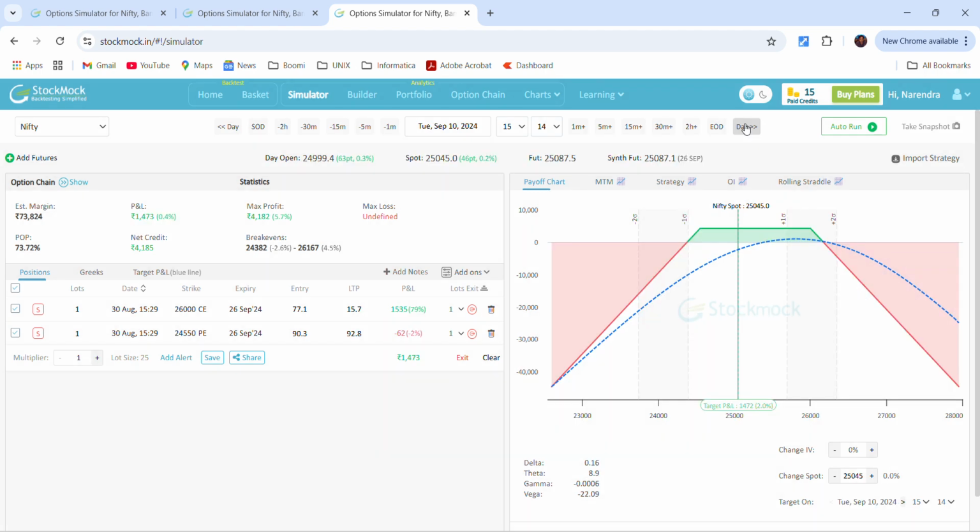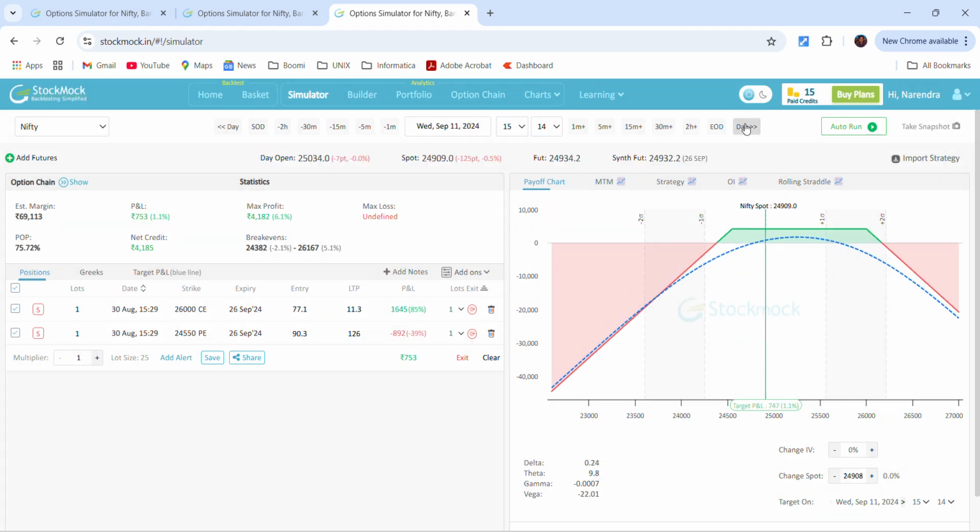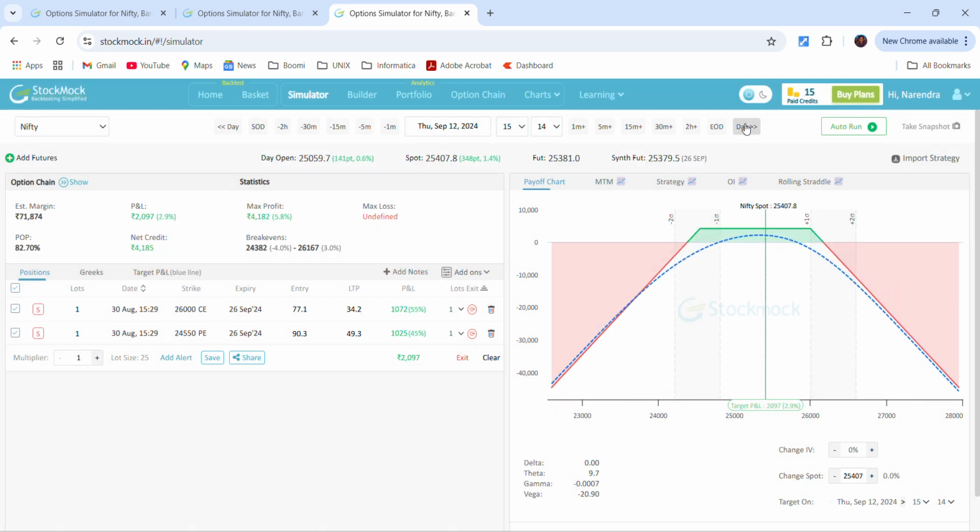There it is. We are in the profit zone again. Let's move ahead. Yeah, now both the legs are giving you the profit. So this is the reason why I don't want to make adjustments at the early stage, because the market may make the move from the other direction.